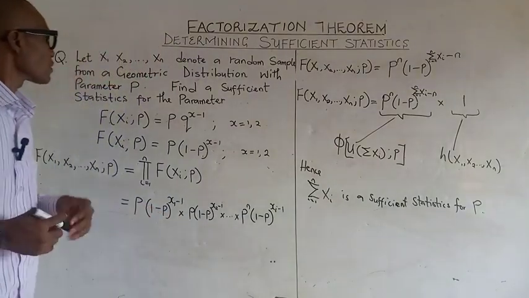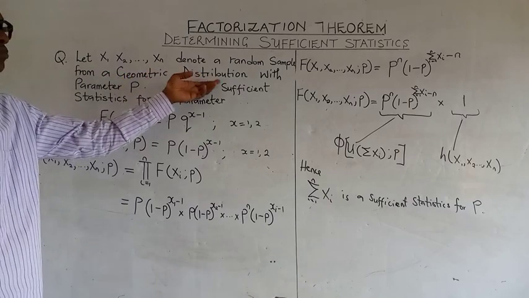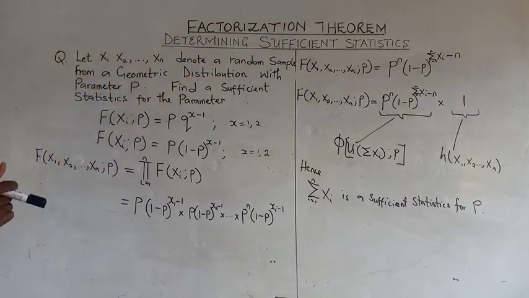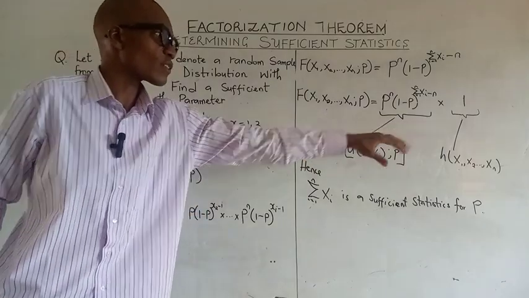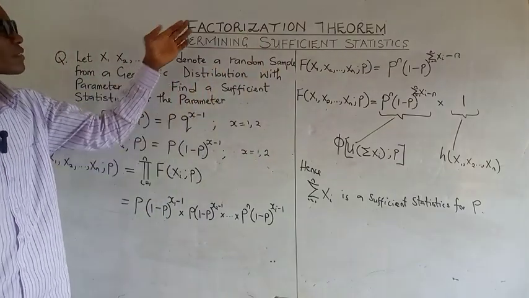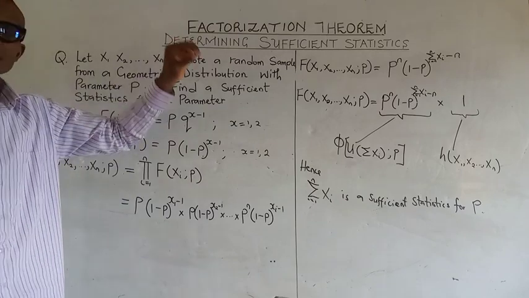So this is how to resolve that of the geometric distribution when it comes to factorization theory. So whenever you go through it, you just see how you can factor it out. Once you factor it out, it means you are obeying the factorization theorem for sufficient statistics.